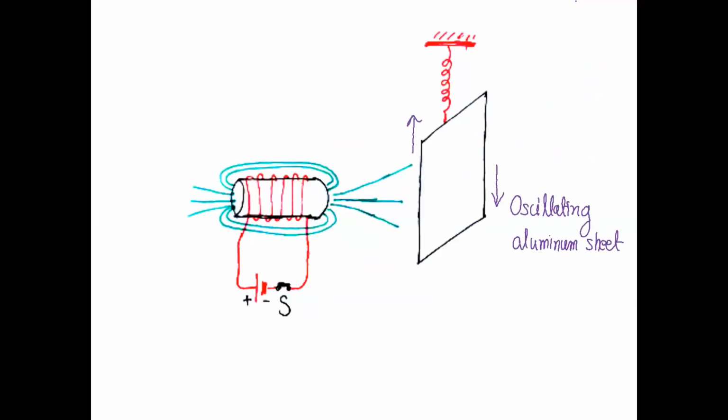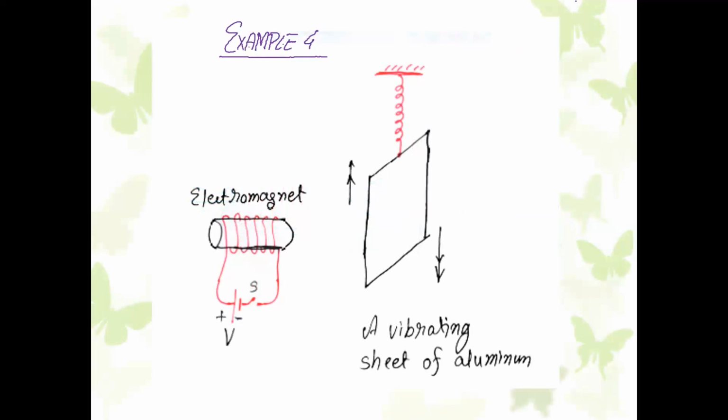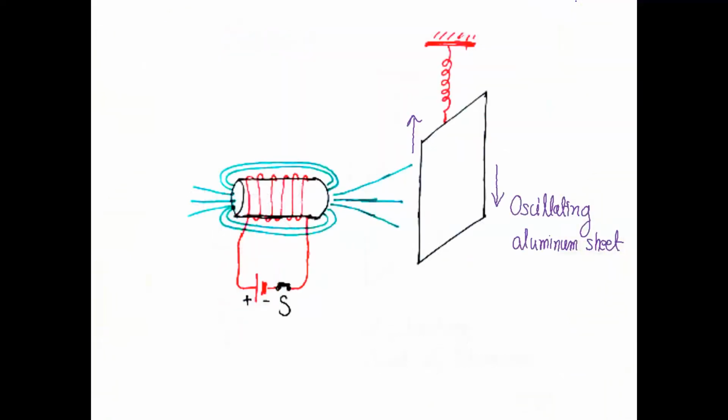I repeat from the start. A difficult example. One of their favorite examples, it comes in this chapter and also in another chapter, called SHM, simple harmonic motion. Now, the sheet is vibrating in front of the electromagnet. We switch on the electromagnet. Now the sheet is cutting the field lines.